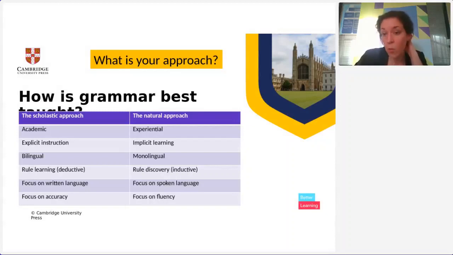And what is your approach? How do you teach grammar to your students? Do you use the Scholastic Approach? Do you use the Natural Approach? Or do you combine both?